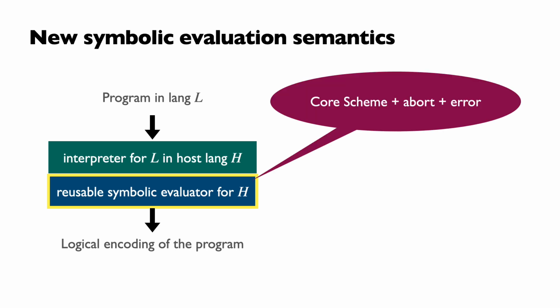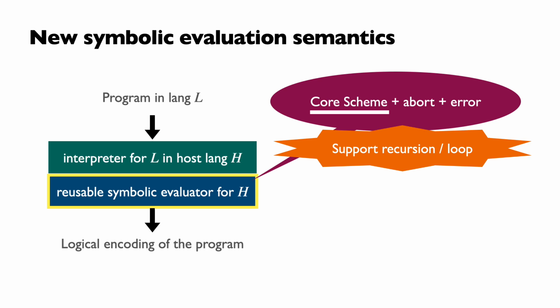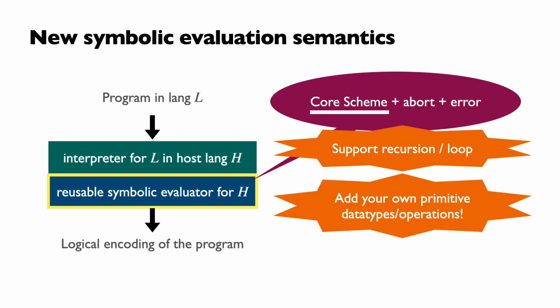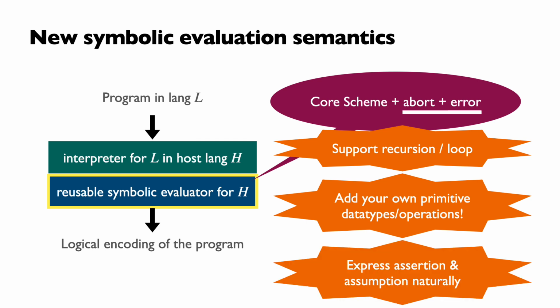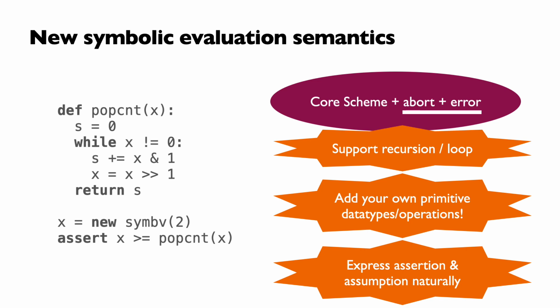In our work, we target the host language H to be the language call scheme extended by abort and error. And the reason is due to the expressivity of this language. Call scheme, being an extension of lambda calculus, allows you to use recursion and loop. Call scheme is also parameterized by primitive data types and operations, and so you can add your own. Abort and error, on the other hand, allows you to express assertion and assumption naturally. And so, you can write this kind of program with this language.